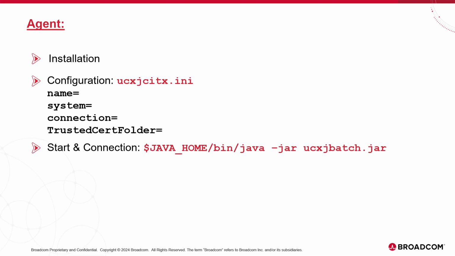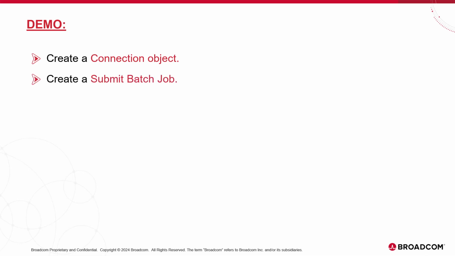The agent connects to the AE and deploys the object templates needed to support the integration, the con or connection object, and the AWS Batch job template. In our demo, we will create a connection object. Once we have established the connection to the AWS Batch environment, we'll create a batch submit job. Finally, we'll execute and supervise the job.